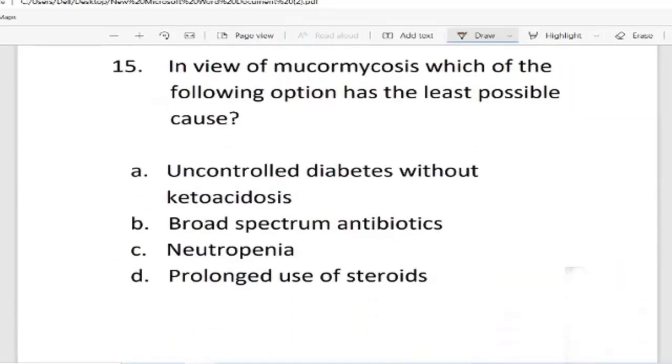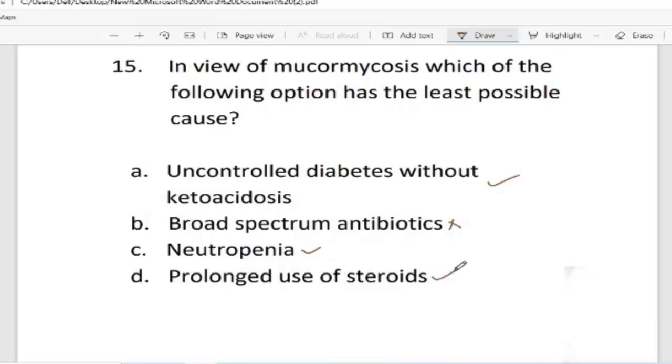Next question. In view of mucormycosis, which of the following options has the least possible cause? So basically, what the examiner wants to ask is, what are the causes of mucormycosis? So look at the options. Uncontrolled diabetes, yes, seems to be a cause of mucormycosis. Broad spectrum antibiotic, no, antibiotics will decrease the infection. So why would mucormycosis occur if we are taking broad spectrum antibiotics? Neutropenia, that is decreased neutrophil count, definitely can lead to immunodeficiency, that will lead to mucormycosis.